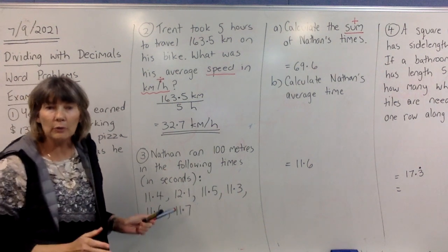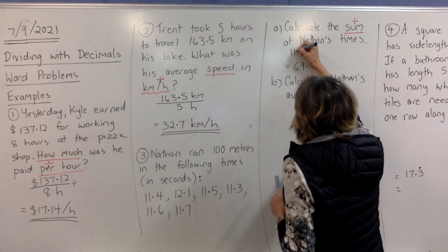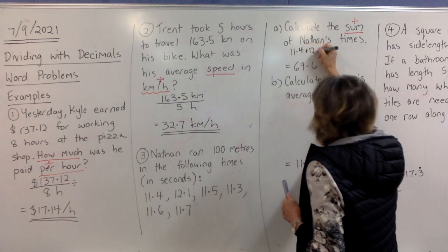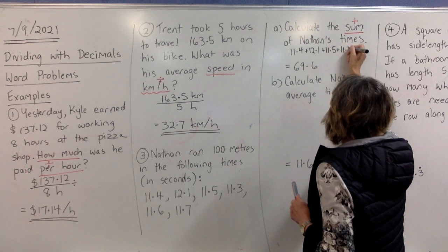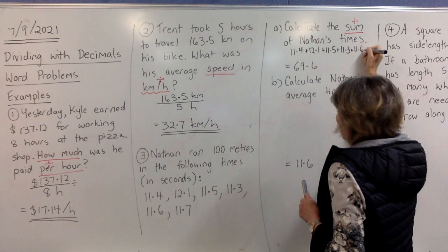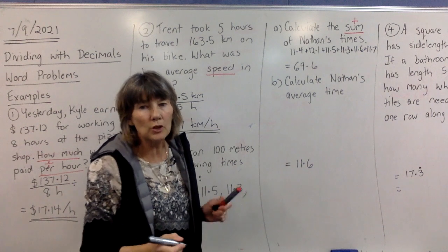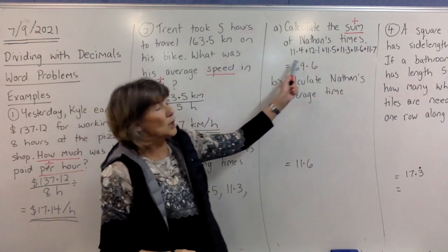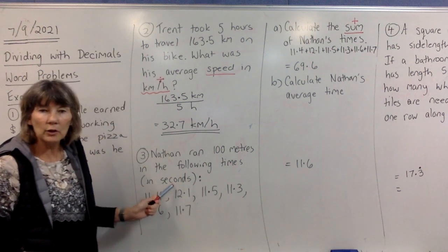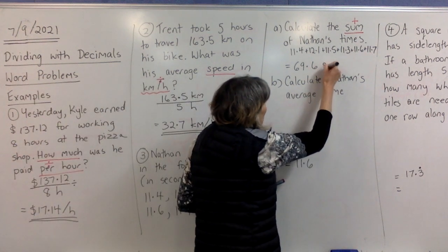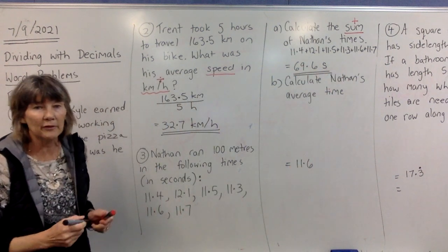Now you must show that you are adding them in your working. Alright, so that's what we're going to do. 11.4 plus 12.1 plus 11.5 plus 11.3 plus 11.6 plus 11.7. You've got to write down what you're adding up. That is your working line. Okay, then we're going to total them up on your calculator and you will get 69.6. And our units are seconds. Remember, we can use an S for seconds. That is an official abbreviation.